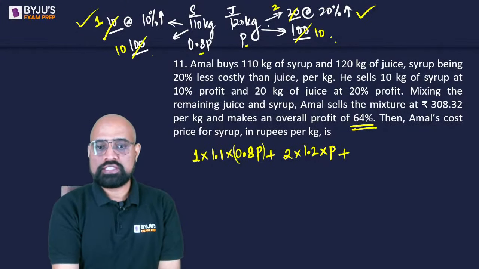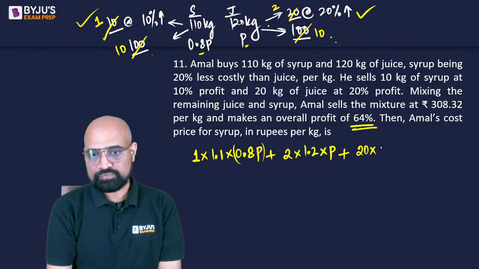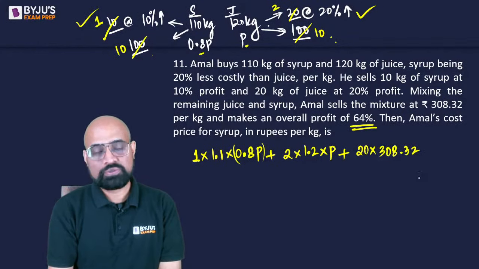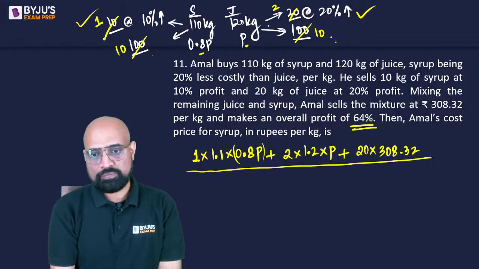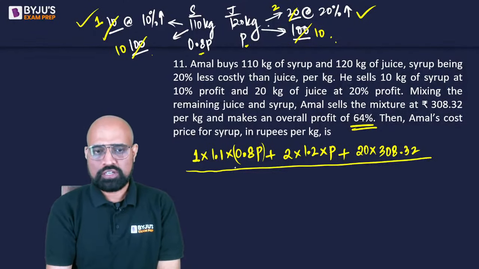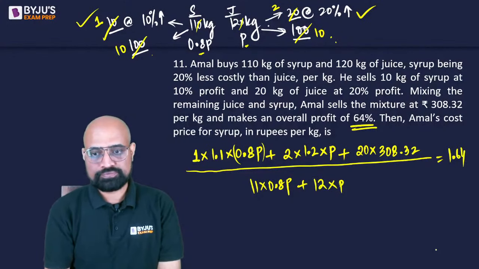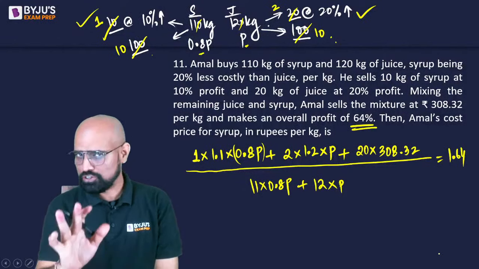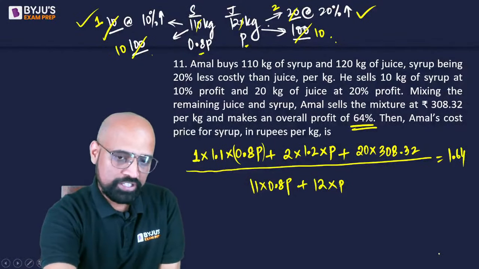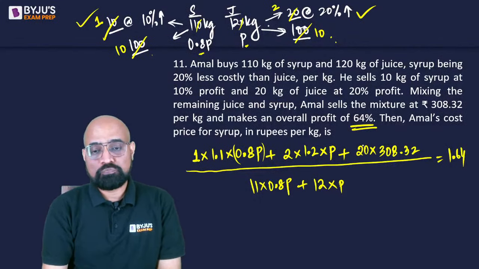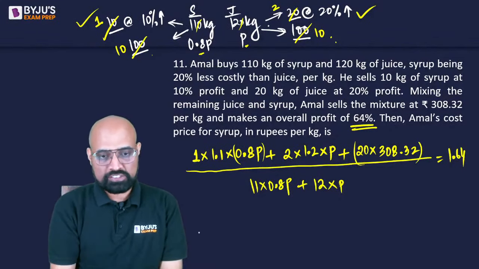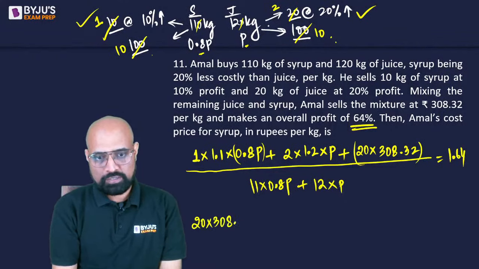Plus, he is going to sell these 20 units at 308.32. This is the total selling price, divided by the price at which he bought overall. He bought 110, which is 11 into 0.8P, removing the 0 here as well, and those 12 units at price P. And this is 1.64. You can see this is calculative. Not that much, but yes, it is. So everything is in terms of P except for this term, so I'm going to leave it as such. We keep this as 20 into 308.32.